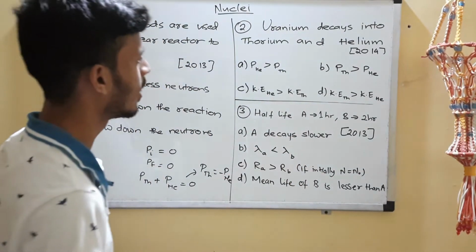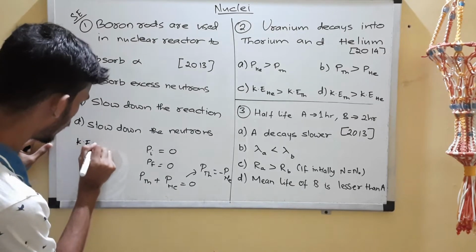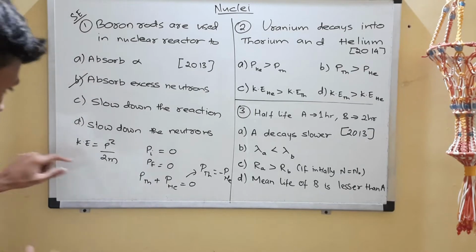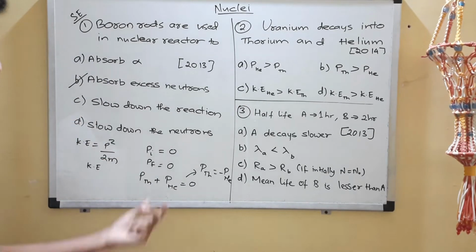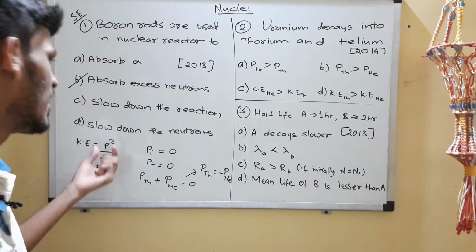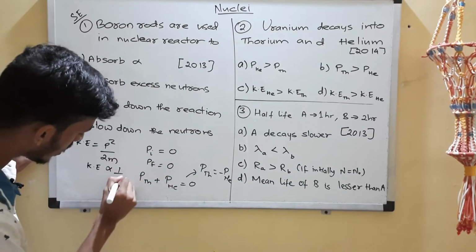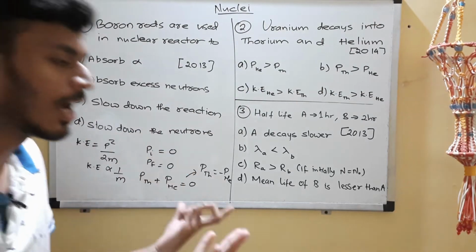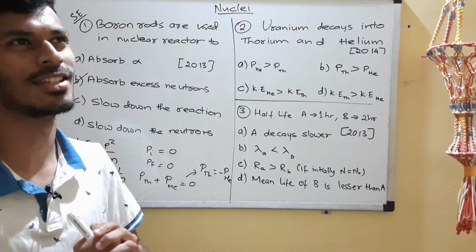Now what can you say about the kinetic energy? Kinetic energy you can write in terms of momentum, which is p squared by 2m, right? So basically you can see that the momentum is constant, right? The momentum of thorium and helium is the same, so p is the same for both. You can directly say that your kinetic energy is inversely proportional to mass. So the heavier the atom, the lesser the kinetic energy.